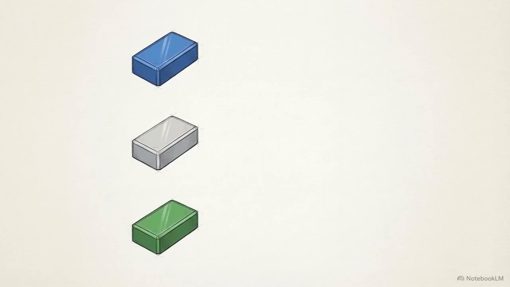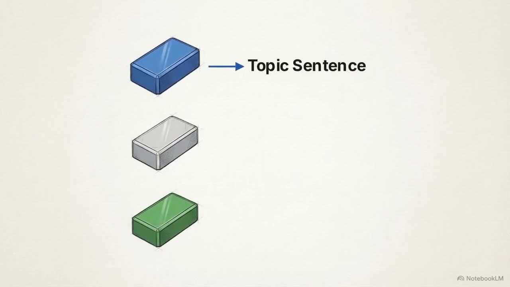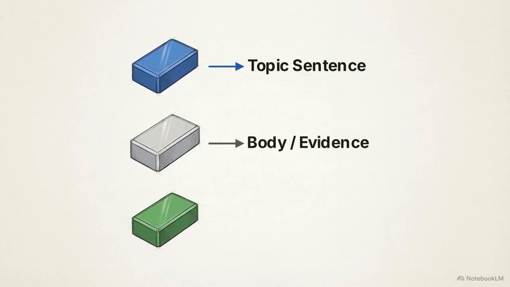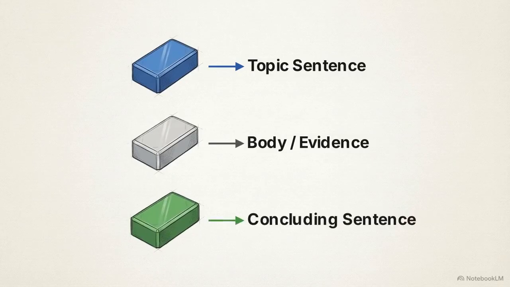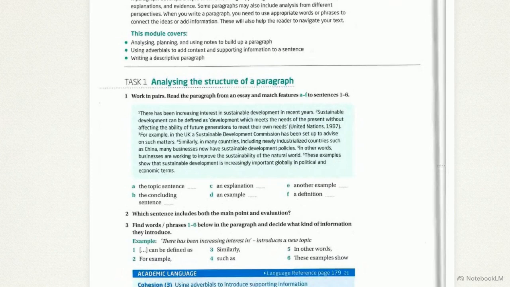An academic paragraph functions as a micro-essay. It is held together by structural bookends: a topic sentence at the top, the body or evidence in the middle, and a concluding sentence at the bottom. Let's look at this text regarding sustainable development. We will use this example to observe how this architecture functions in a professional context.